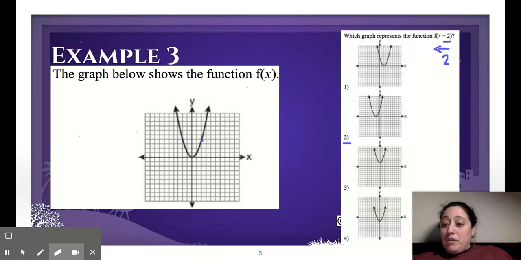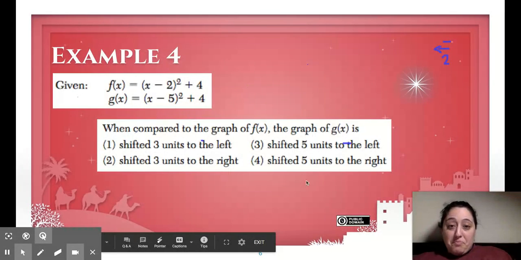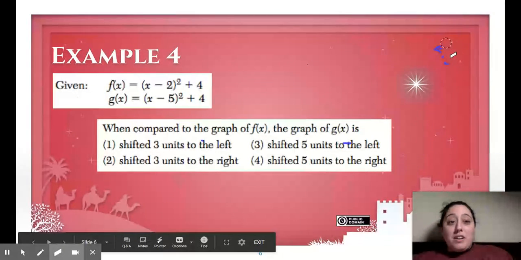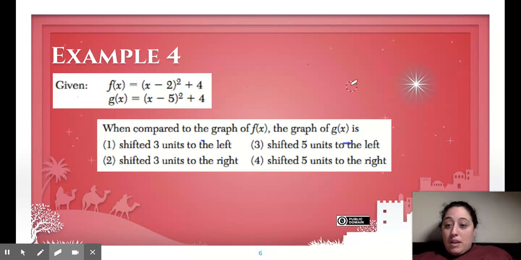All right, so let me go to the next one so you can see it. And we're not wasting time. All right, so they give you two functions and they say, all right, here's f of x. And actually, let me just graph f of x real quick.